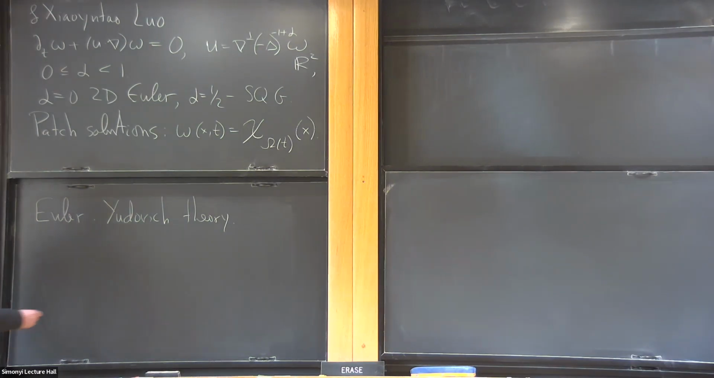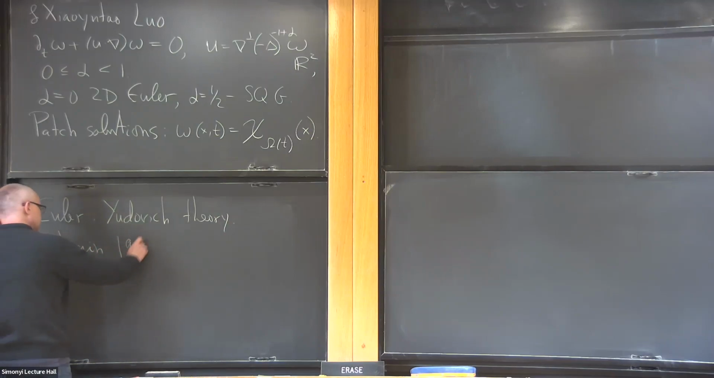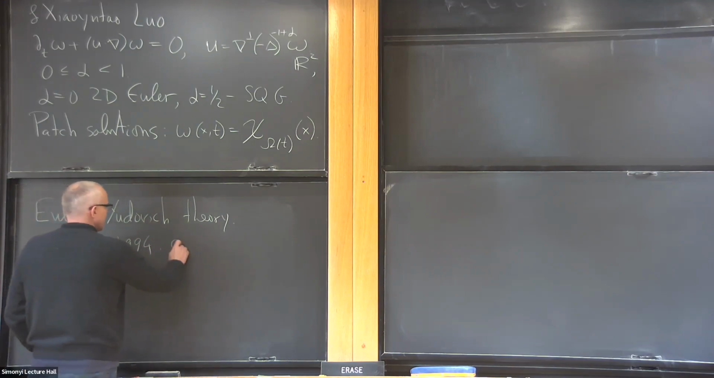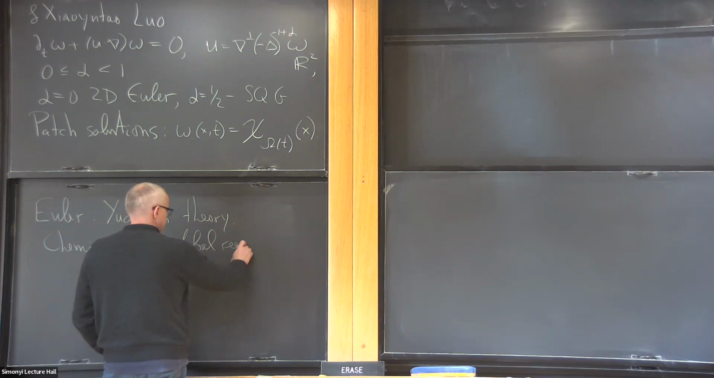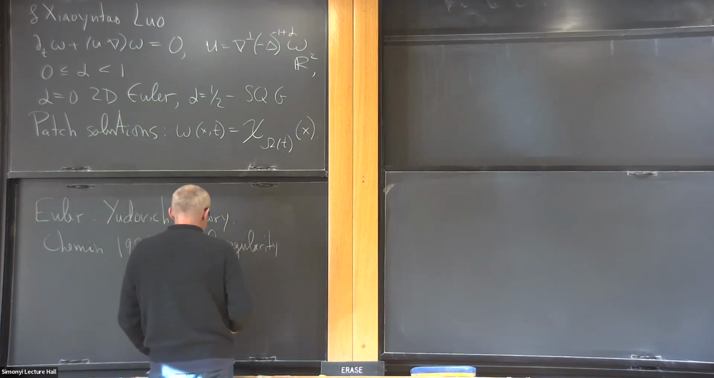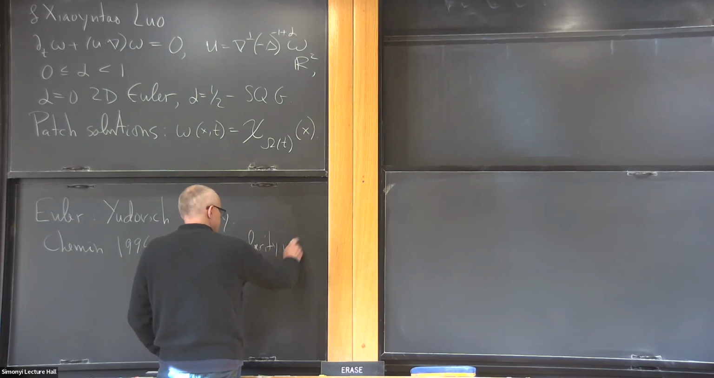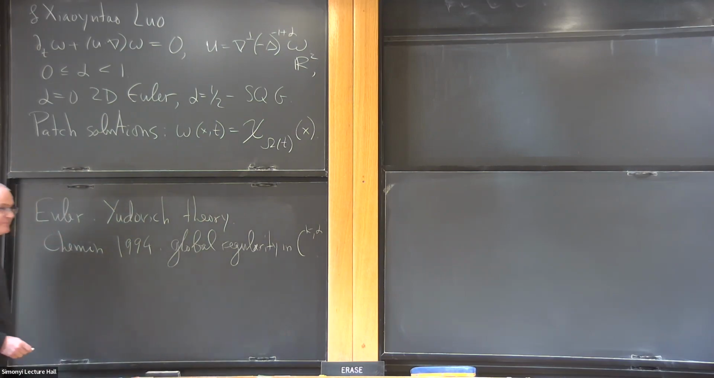And in fact, Chemin in 1994 proved global regularity. And that was done in C^{k,alpha}, in the Hölder spaces. And that also means that two patches cannot collide.